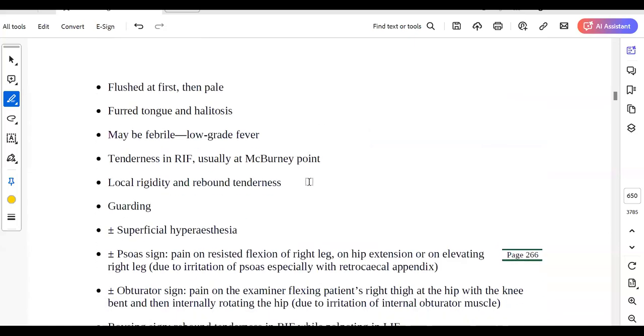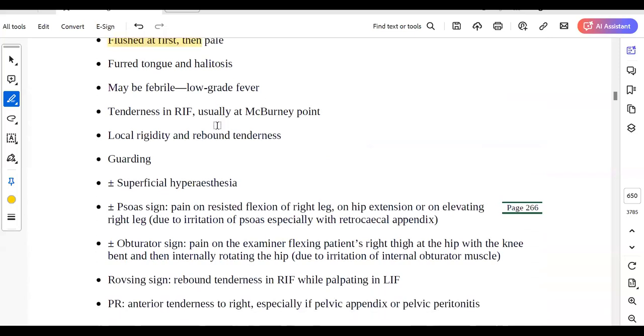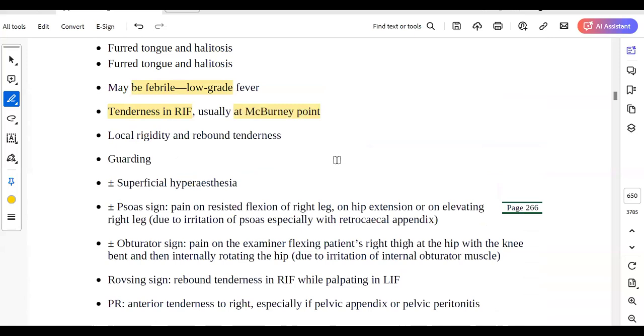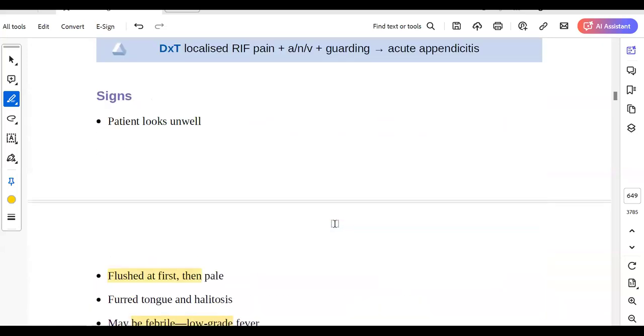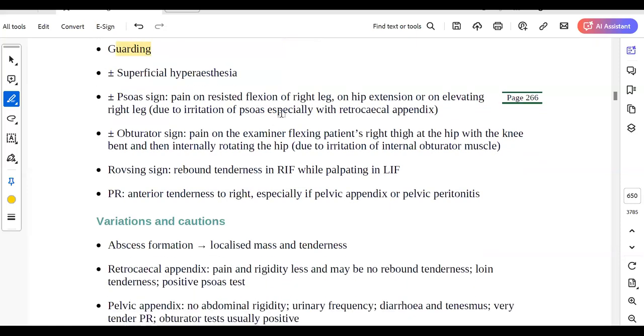So if you examine this patient, they will look distressed because of the pain. You can also get fever and tenderness in the right iliac fossa, especially at McBurney's point. All of you know what McBurney's point is. So over here, the patient can get guarding, rigidity, rebound tenderness, which is very common. Especially rebound tenderness is very common in appendicitis.